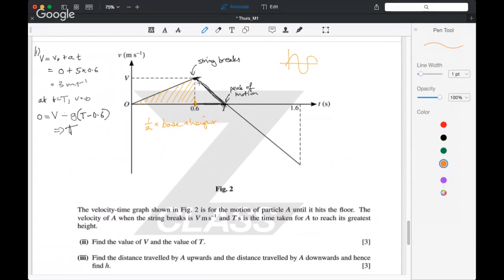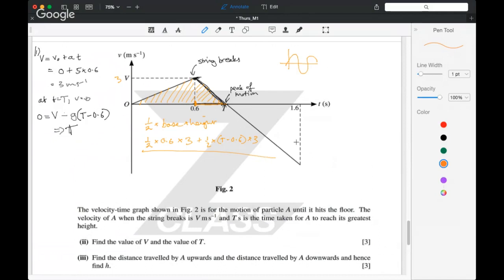So let's look at how much it's traveled upwards. Well, that's just 1/2 times 0.6 times 3, which is the height, 3, plus 1/2 times T minus 0.6, that's this base, times the height again, which is 3. And that's the distance traveled upwards.